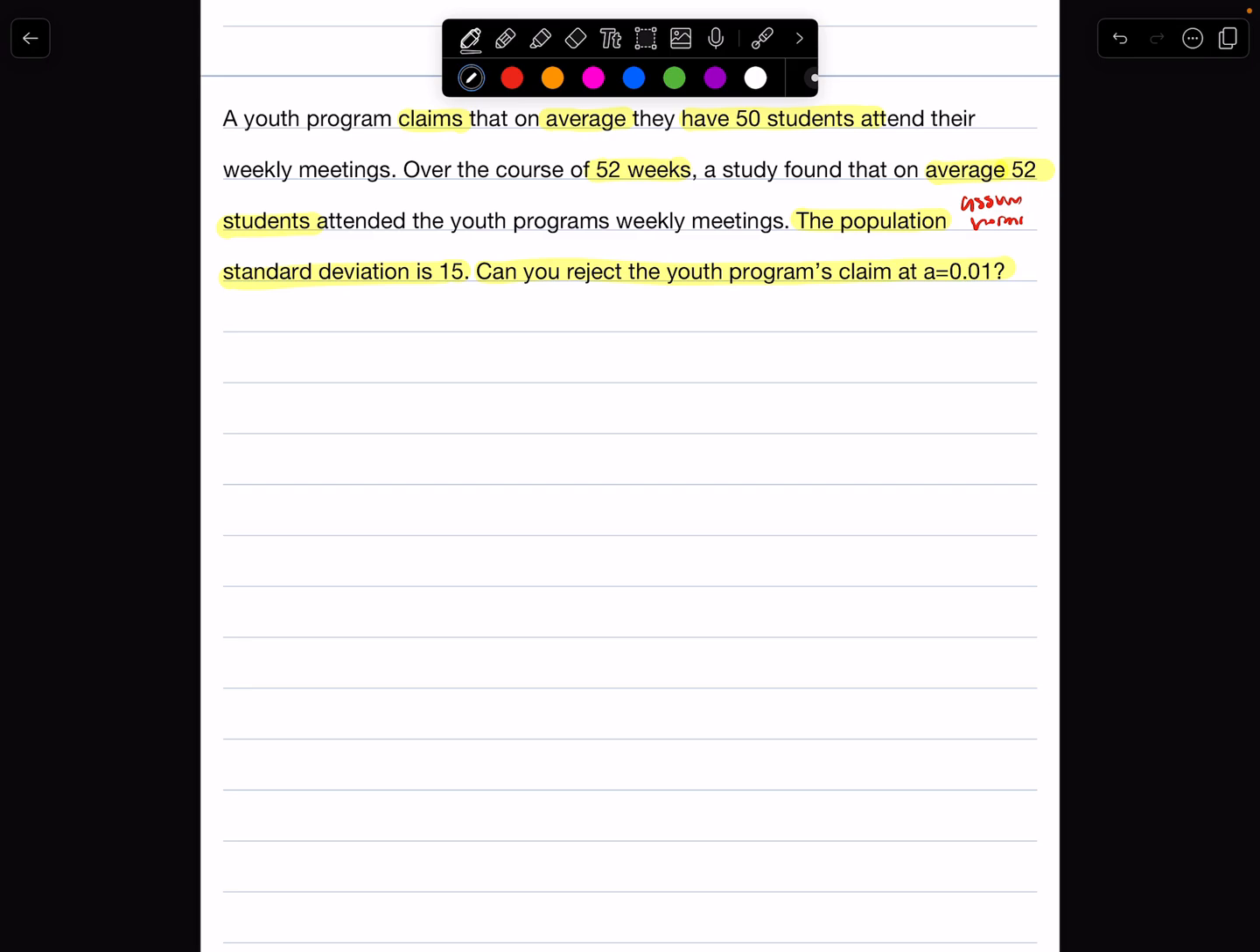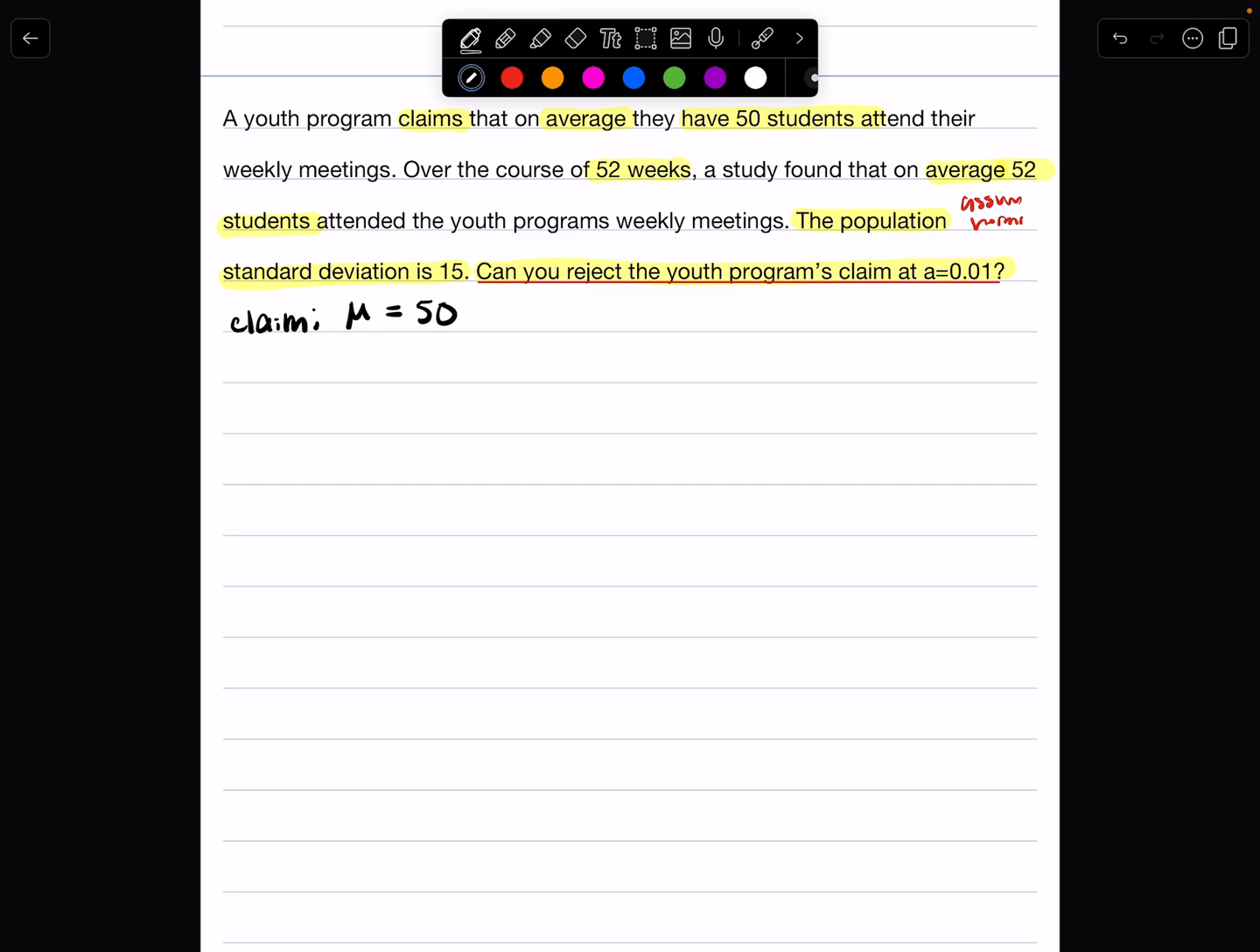So what do we want to do? We want to see if we can reject the youth program's claim. So we want to test the youth program's claim. What's their claim? Their claim is that on average, they have 50 students. So their claim is that mu equals 50. That's the claim we want to test.